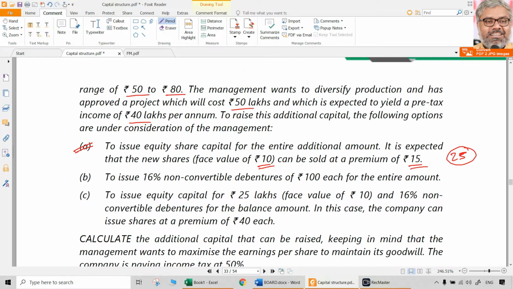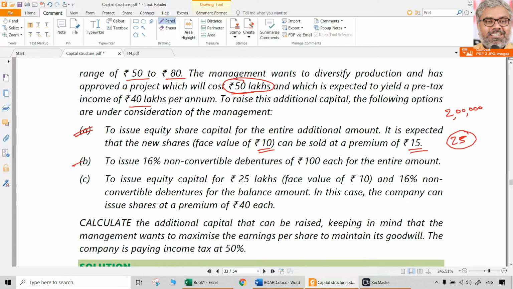First of all, how much investment do we need? That is 50 lakhs. If you need 50 lakhs rupees and each share is issued at 25 rupees, how many new shares do you have to issue? That is 2 lakhs. That has to be calculated as a working note. That is option 1. Second option is to issue 16% non-convertible debentures of 100 rupees each for the entire amount. So the entire 50 lakhs is going to be raised with debt. So that is one more option.